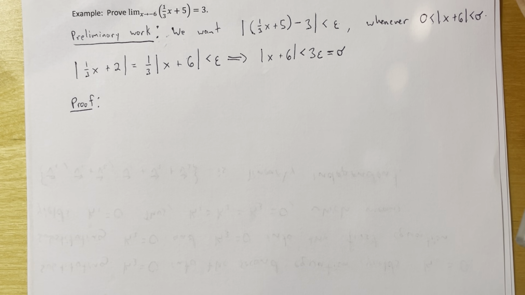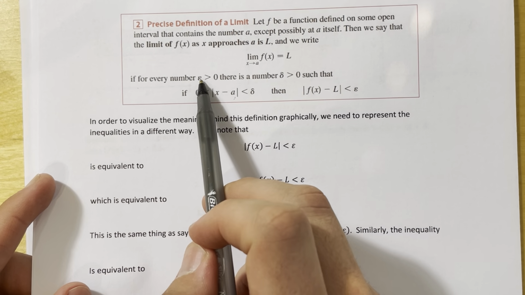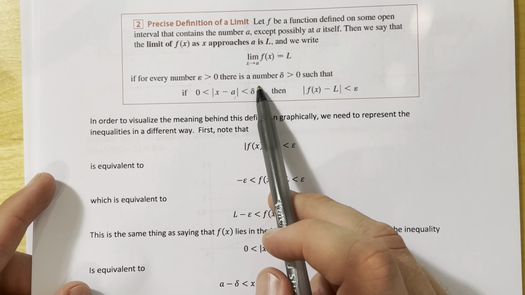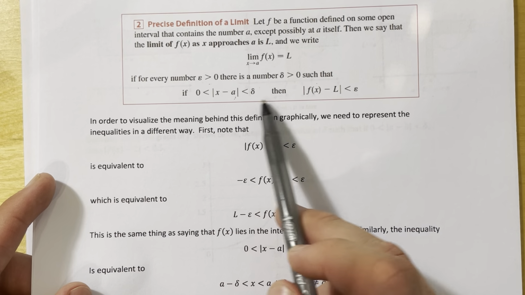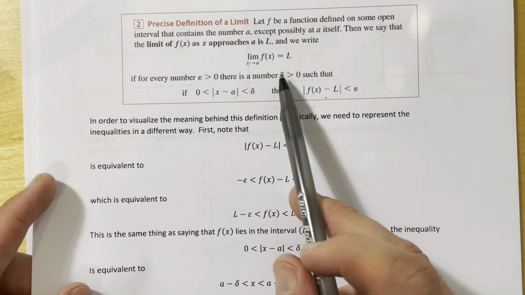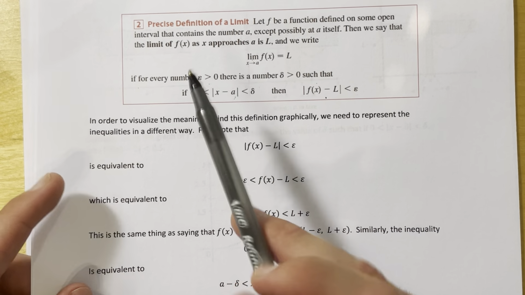So for my proof, let's look at the definition one more time, and let's see what we would need to state first. It says, if for every number epsilon greater than 0, there is a number delta greater than 0, such that if this, then this, then our conclusion would be that we have the limit that we're looking for. So what we have to do is start with that epsilon.